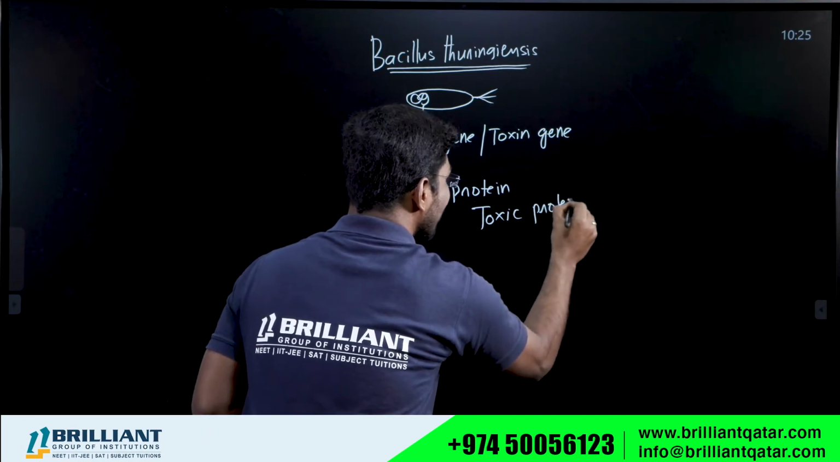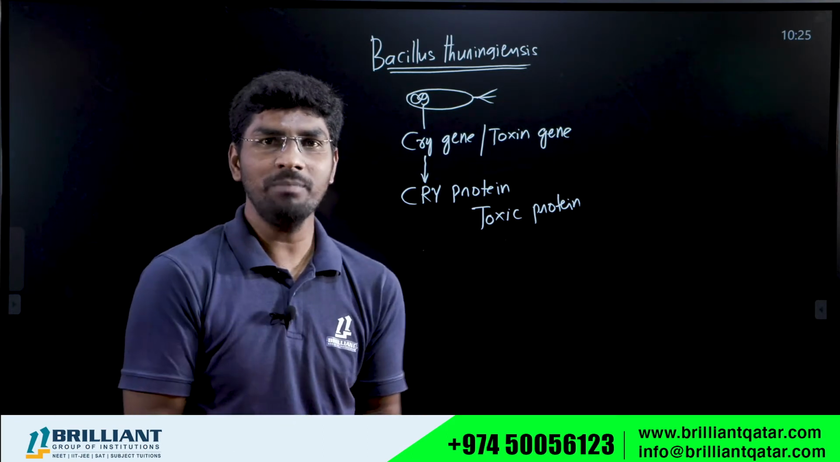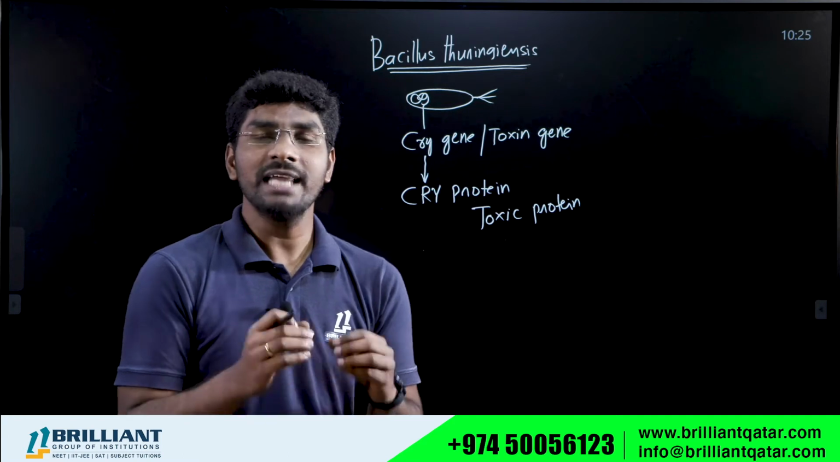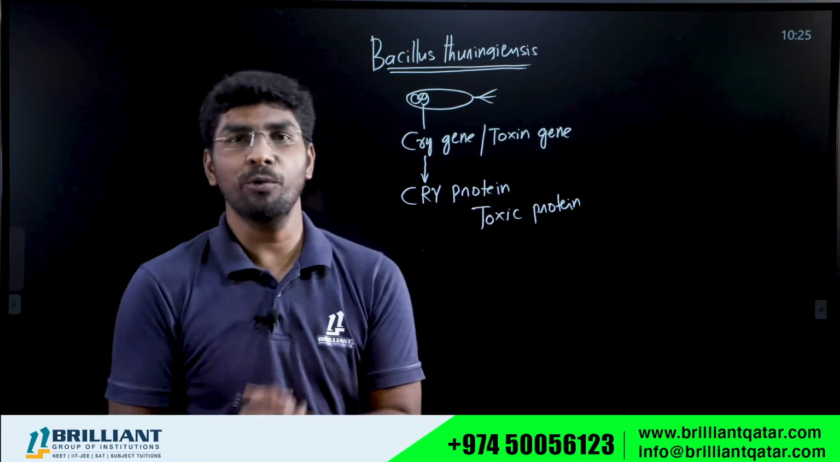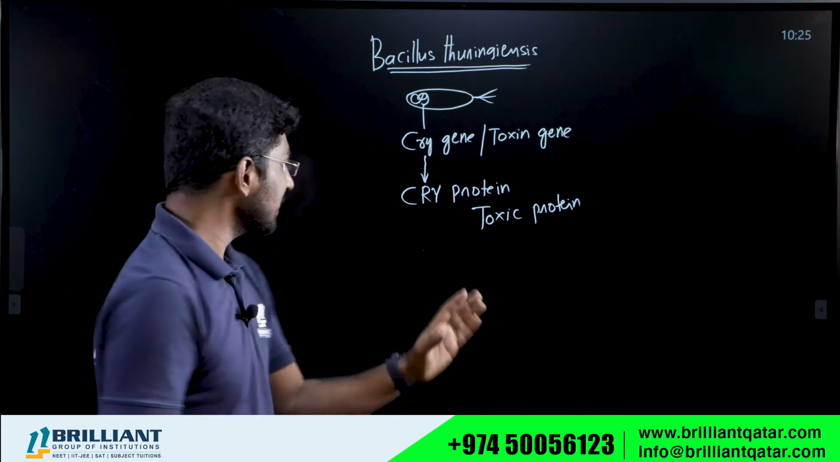This protein can kill insects like bollworm, armyworm, beetles, caterpillars, different types of insects. That's why we can say this protein is an insecticidal protein. That means it can kill the insects. So this is exactly the mechanism.